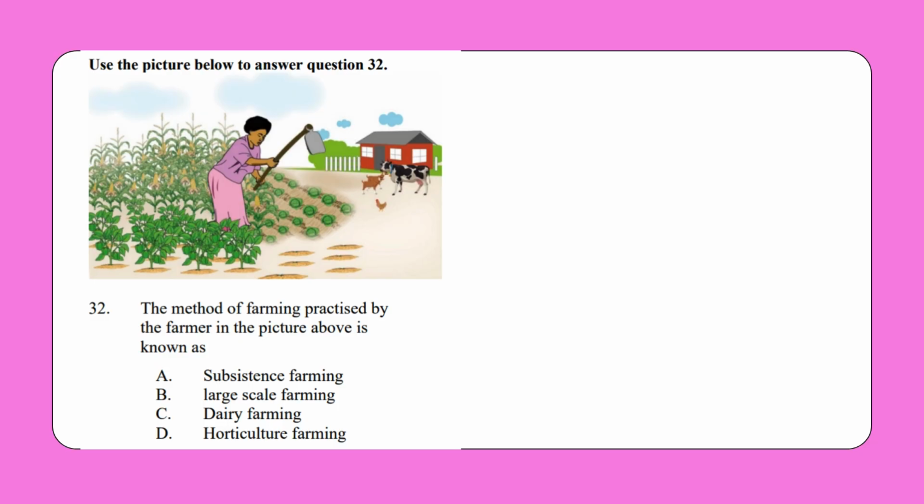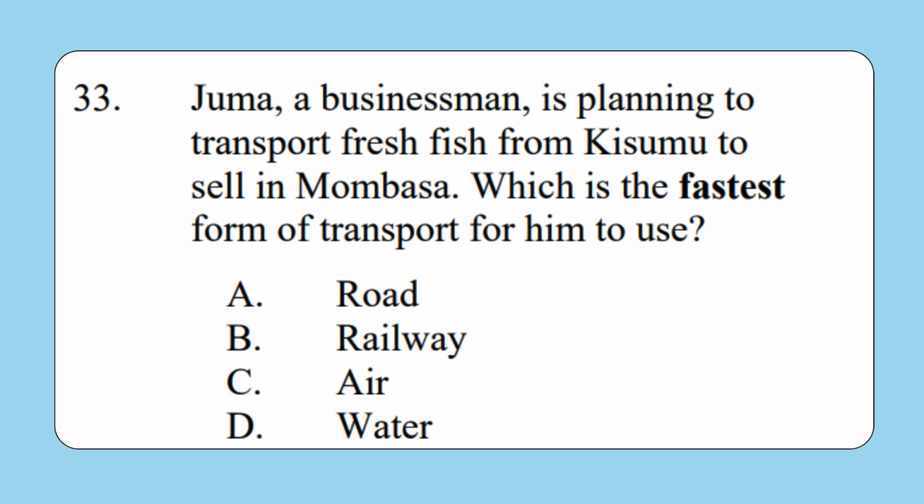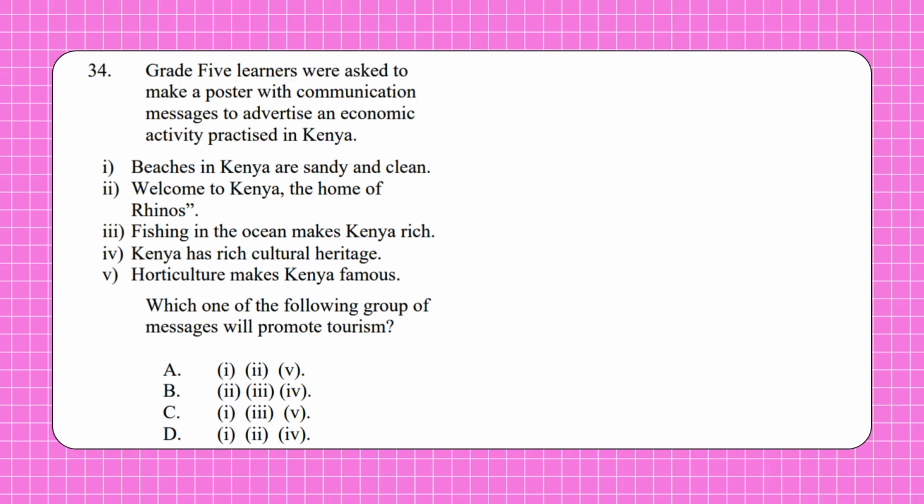33. Juma, a businessman, is planning to transport fresh fish from Kisumu to sell in Mombasa. Which is the fastest form of transport for him to use? A. Road. B. Railway. C. Air. D. Water.